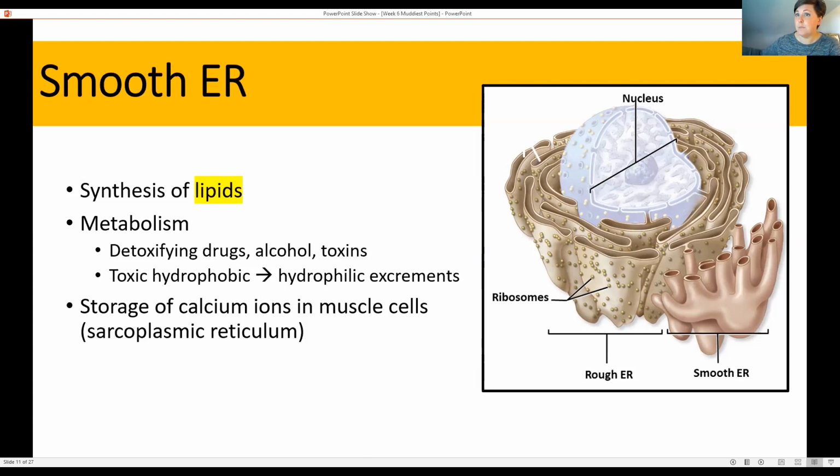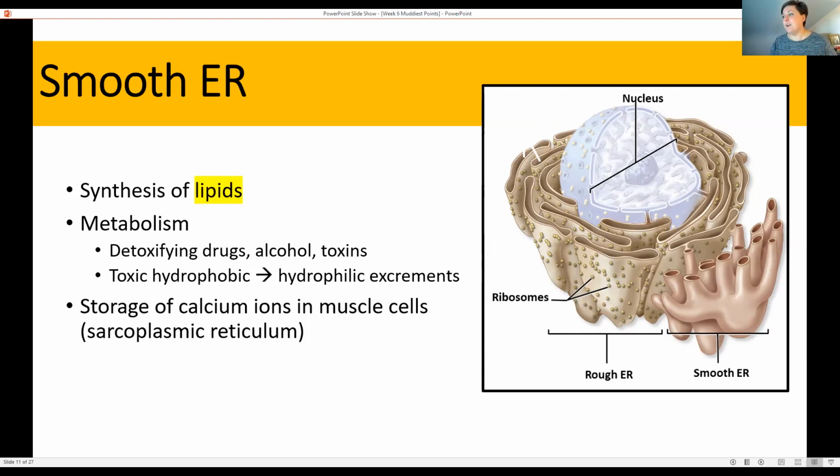It creates lipids, but in doing so, it has a lot of nonpolar stuff. If you could feel the smooth ER, it would feel smooth compared to the rough ER, which would feel rough because of those ribosomes. So rough ER is rough because of ribosomes. Rough ER makes proteins. Smooth ER is smooth because of lipids. It makes lipids. Lipids are smooth, oil, butter, etc.